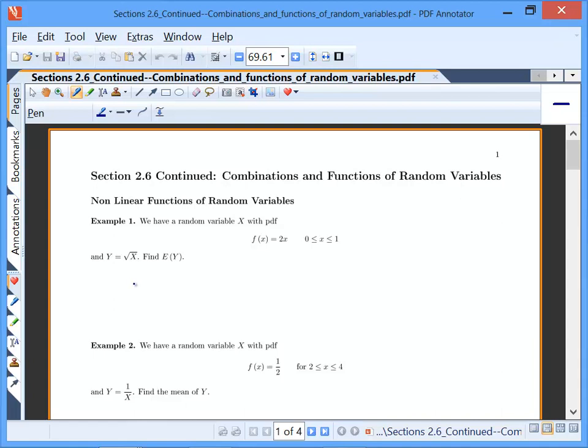For example, let's say we have a random variable x with PDF f of x is 2x for x between 0 and 1, and that means it is 0 for all other x values.